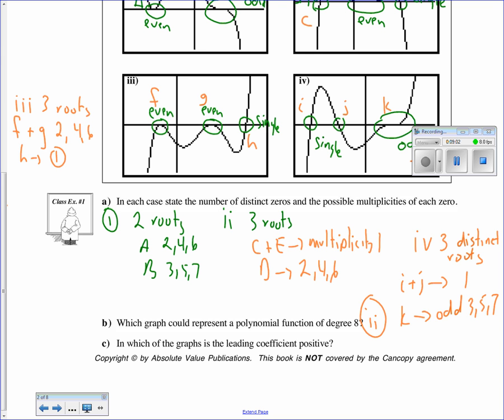In which of the graphs is the leading coefficient positive? Now, what's the distinction for the leading coefficient being positive? The leading coefficient being positive should show the right arm increasing. And the right arm increasing only happens in triple I and IV.